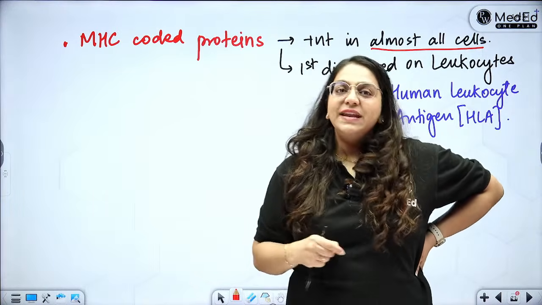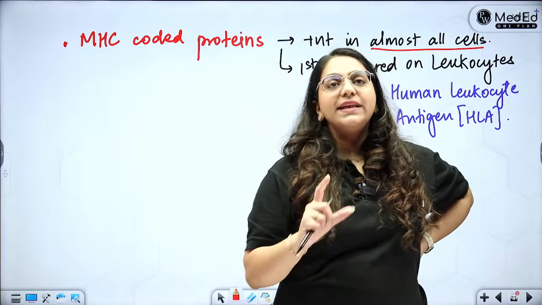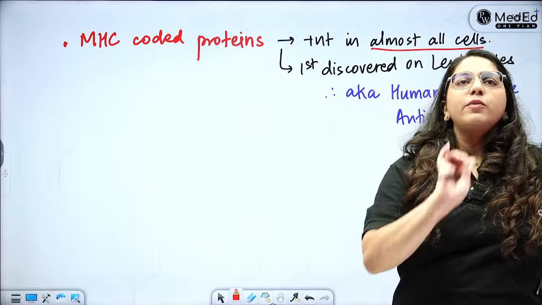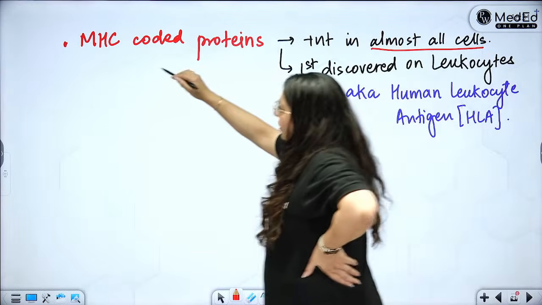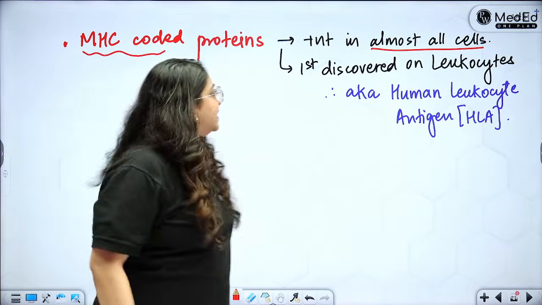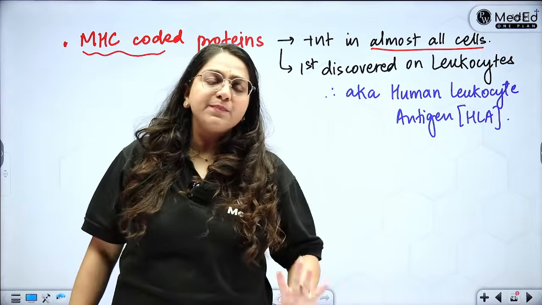So where is MHC class 1 present? On all the nucleated cells of the body. So MHC is not present on RBCs, MHC is not present on the sperm cells. But MHC overall, 1 and 2 combined, is present in almost all cells of the body except sperm cells and RBCs.